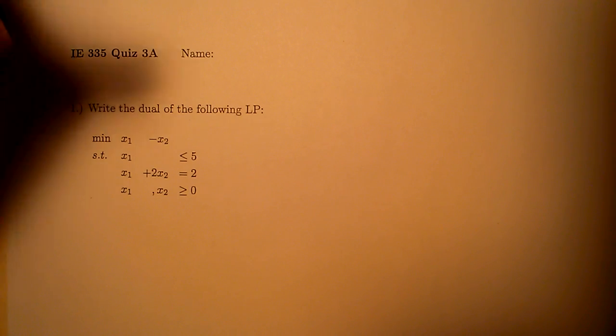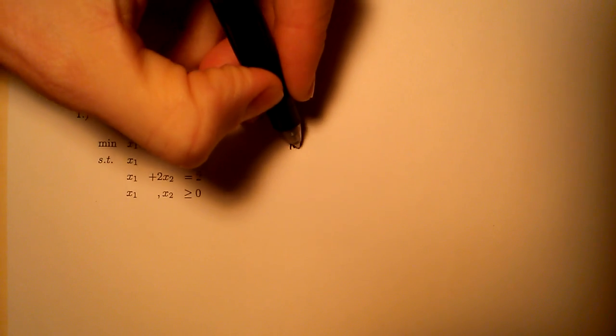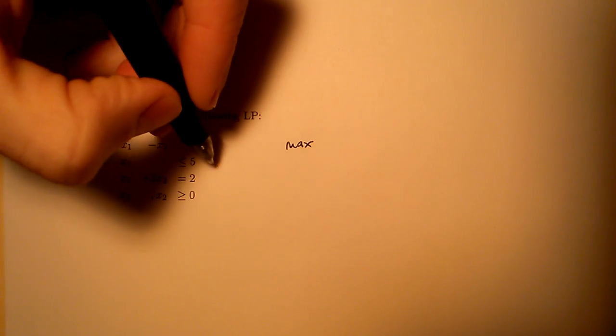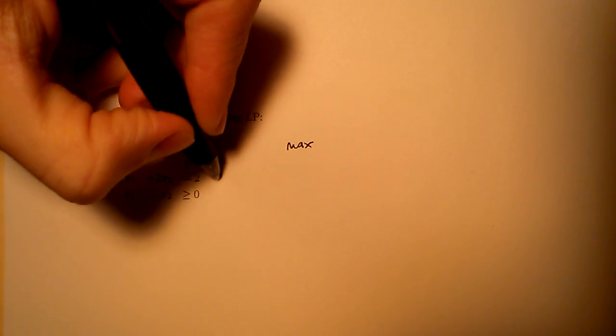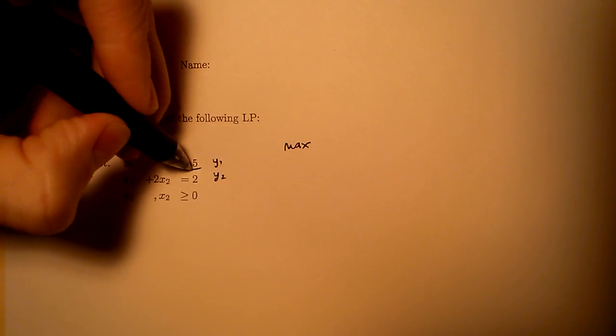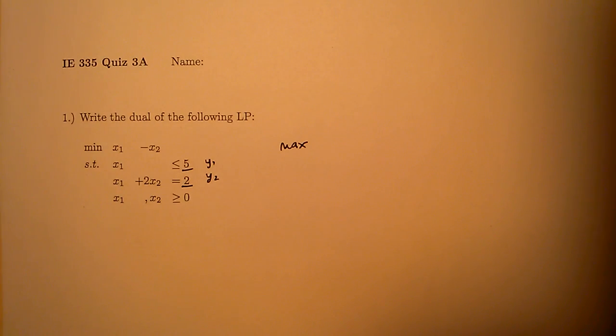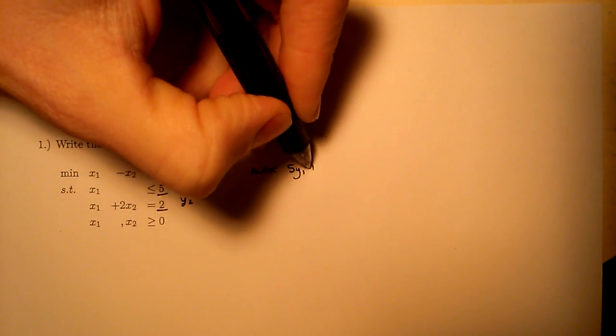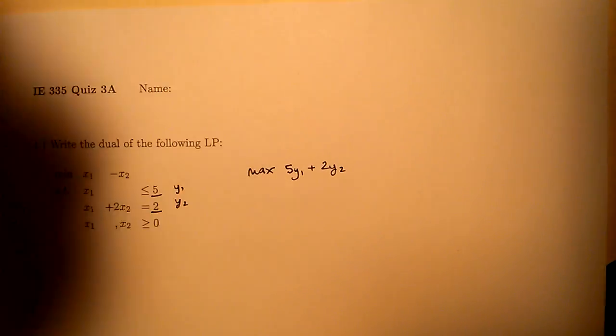In order to do that, the dual of a minimized problem is a maximized problem. It's always the easiest part. Then we know there's going to be a decision variable in the dual associated with each constraint in the primal. So in other words, we're going to have two decision variables. We'll call them y1 and y2. The coefficients in the objective function of the dual are going to be found by looking in the right-hand sides of the constraints in the primal. In other words, my dual objective function will be maximize 5y1 plus 2y2.